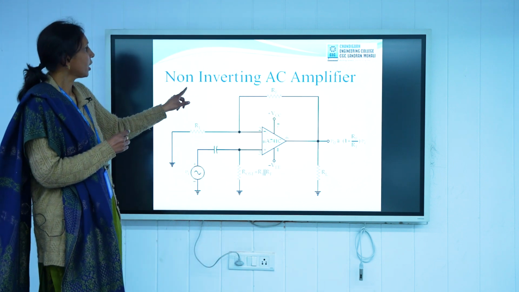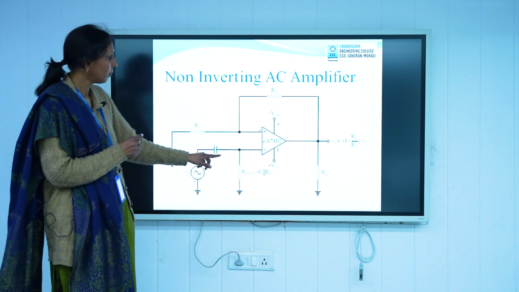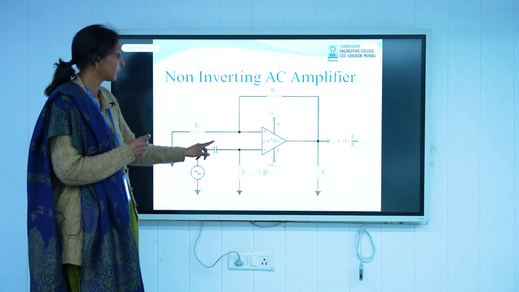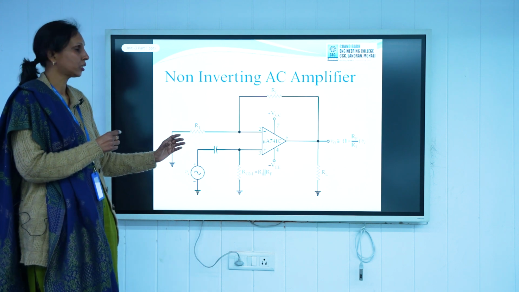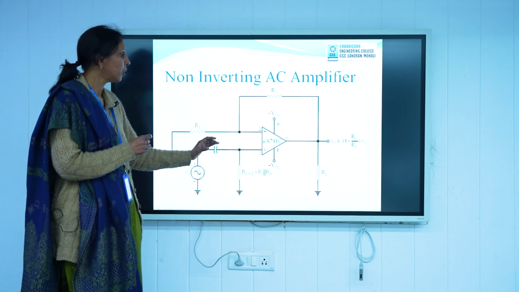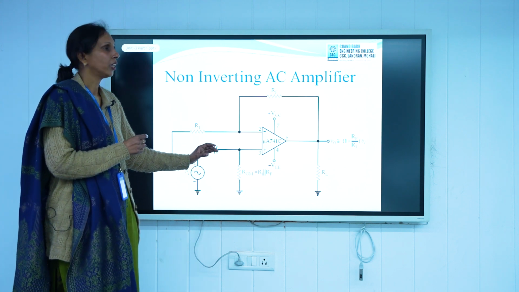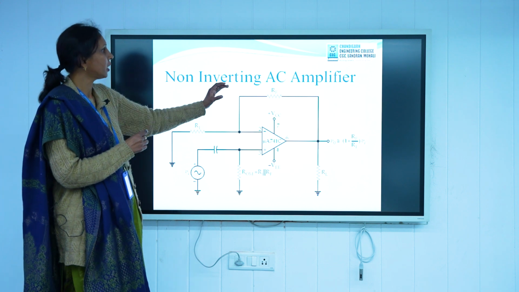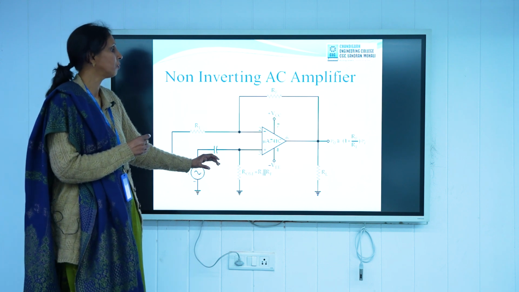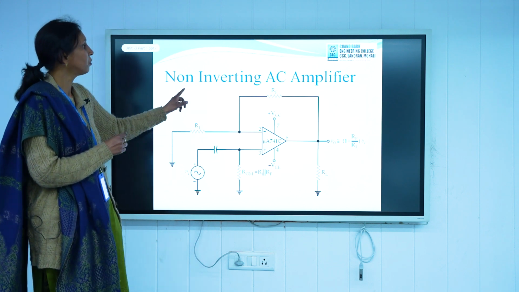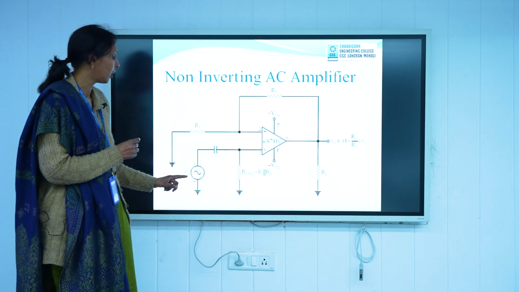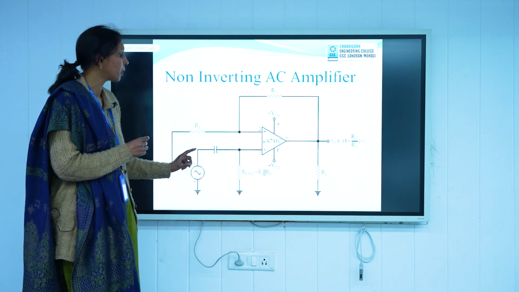into Vin. In a non-inverting AC amplifier, we also use one capacitance. Why are we using the capacitance? So that we are able to block the DC signal. Otherwise, along with the AC signal there will be a DC signal present, which we don't want. Due to that reason, in the non-inverting AC amplifier, we use the capacitance.